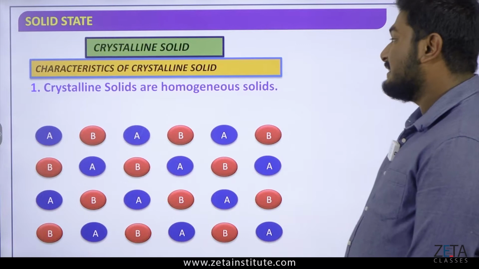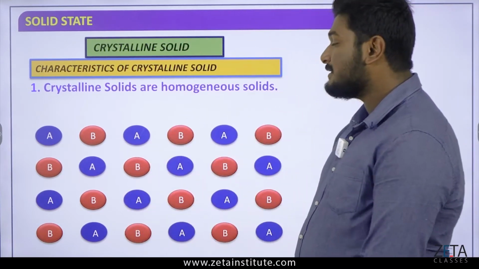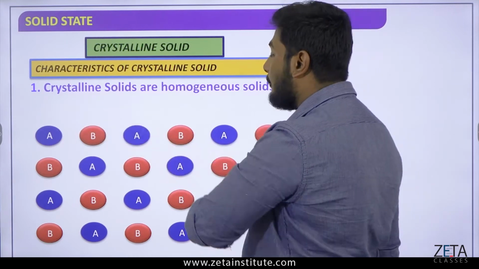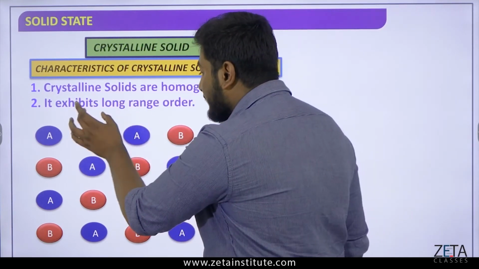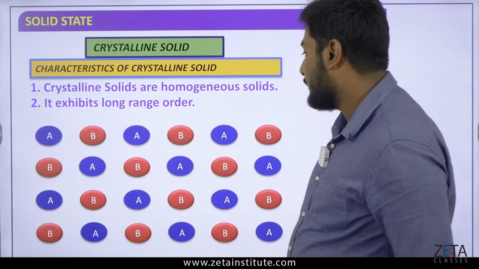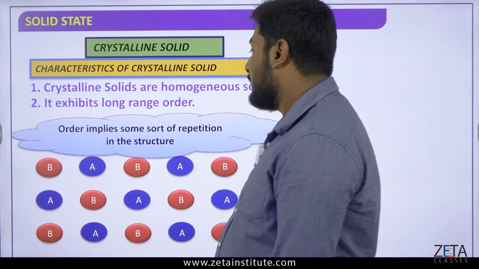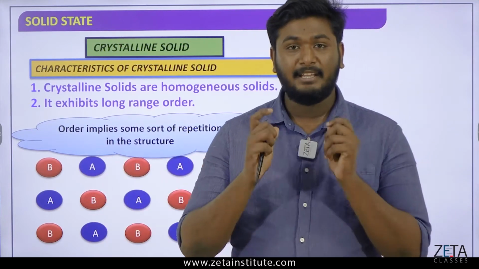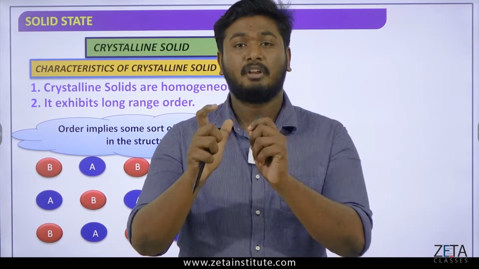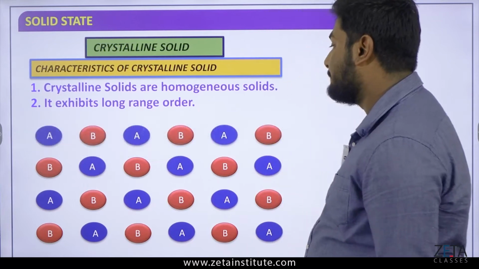Let us discuss the characteristics of crystalline solids first. The first point: crystalline solids are homogeneous solids. The second: they exhibit long range order. You can see the diagram here. What is an order actually? Order implies some sort of repetition in structure. So they repeat in long range, and we can say they exhibit long range order.